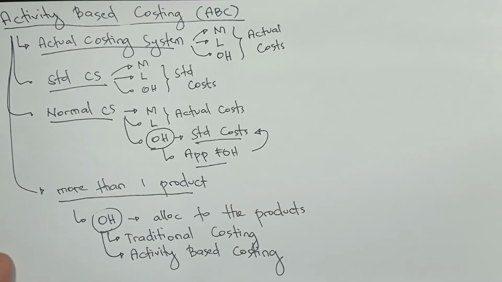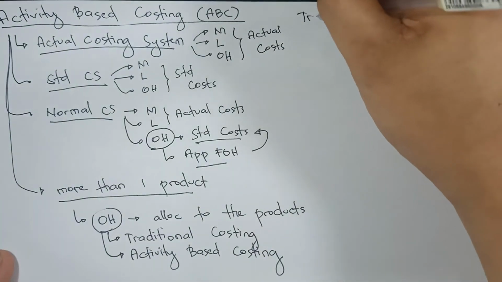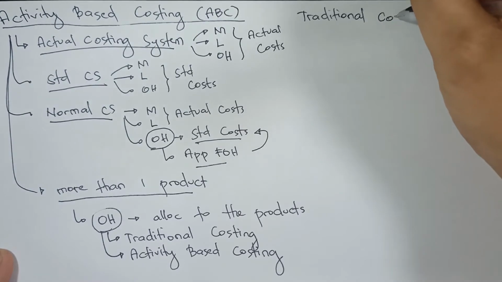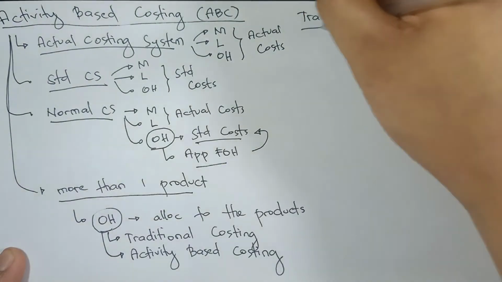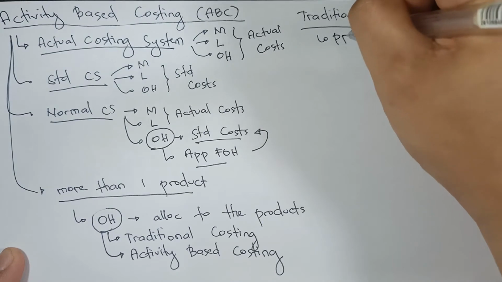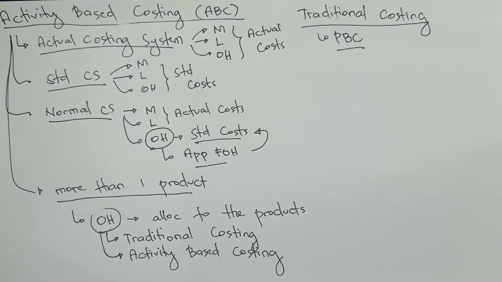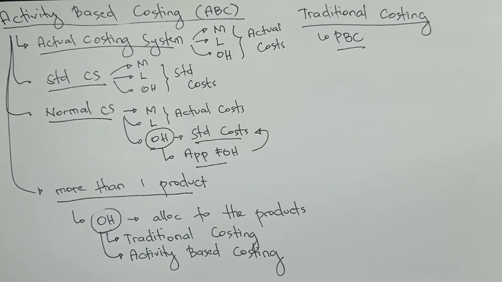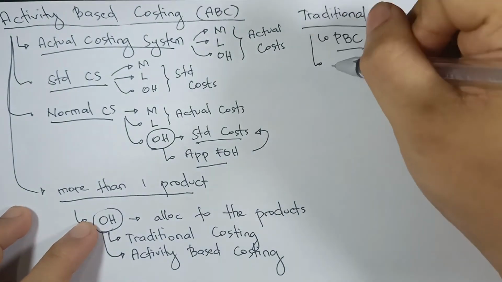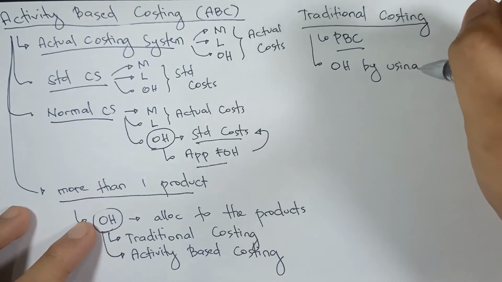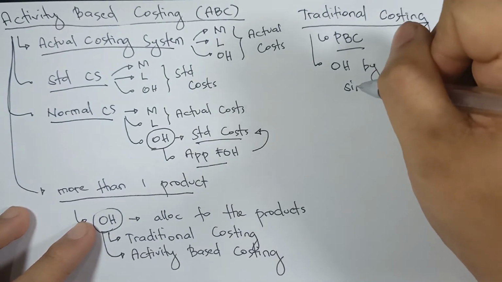Paano ba? So, let's start with the traditional muna. Under the traditional costing, or minsan tinatawag din siya na peanut butter costing. Sir, sure ka ba peanut butter? Yes, peanut butter costing. Later on, sasabihin ko kung bakit siya natawag na peanut butter costing. Right? So, ngayon, ganito. Under the traditional costing, we actually allocate overhead by using a single activity driver.